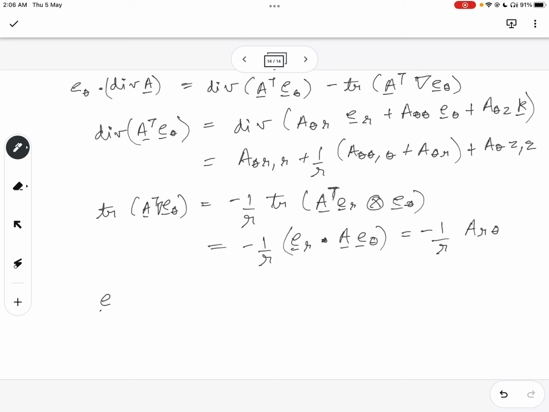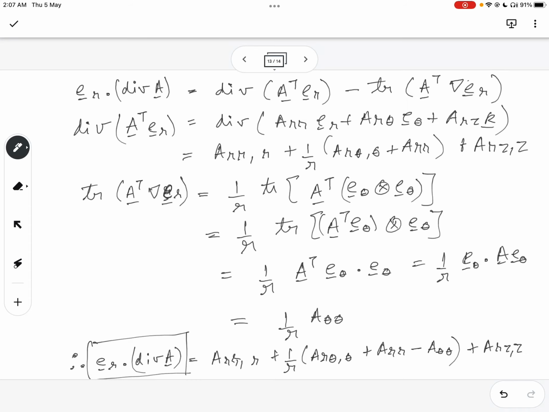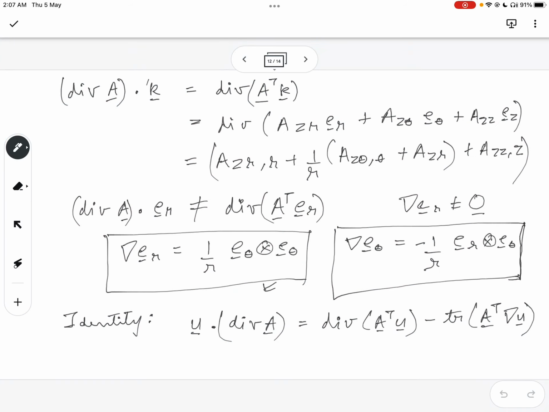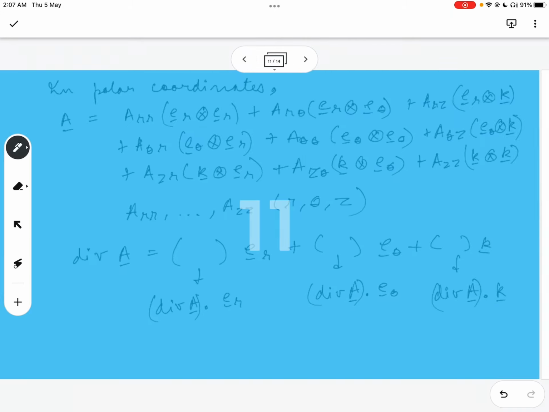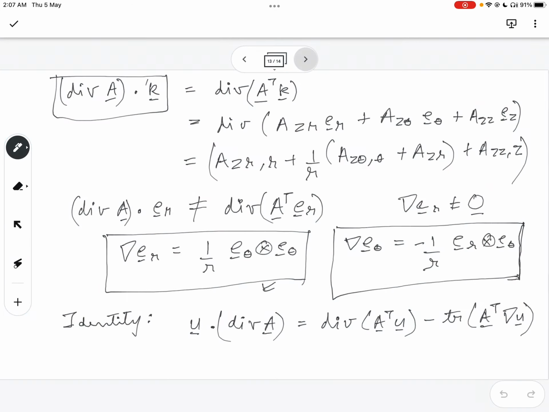Therefore, e_theta dotted with divergence A becomes A_theta r,r plus 1 by r A_theta theta,theta plus A_theta r plus A_r theta, taking this part inside the bracket, plus A_theta z,z. Now these quantities, e_theta dot divergence A, e_r dot divergence A, and the first one, divergence A dot k, can be plugged back into this equation to have the whole vector divergence A.